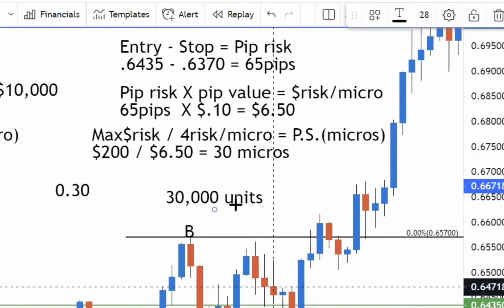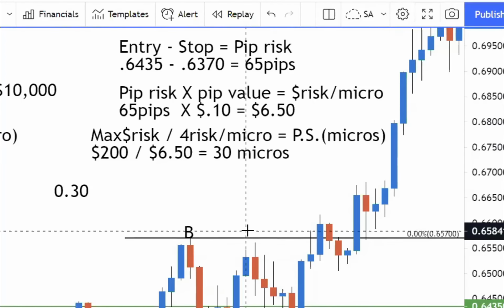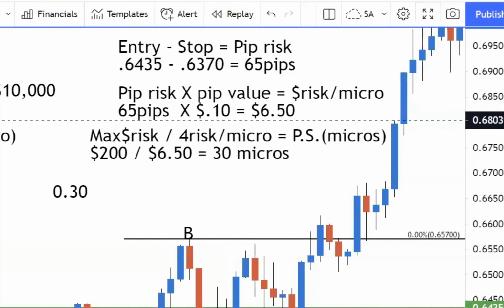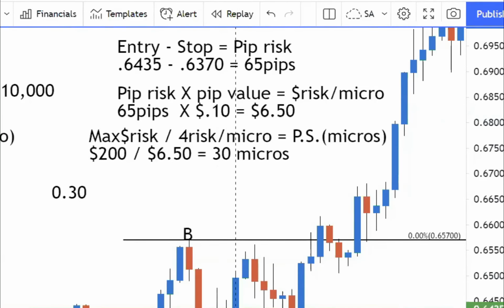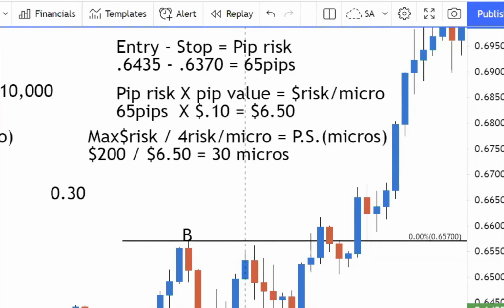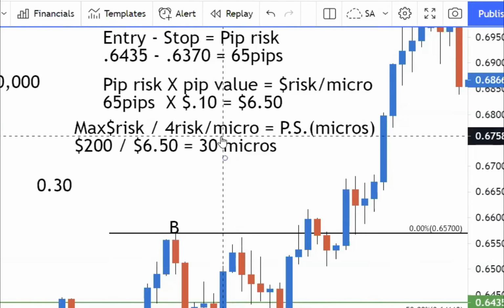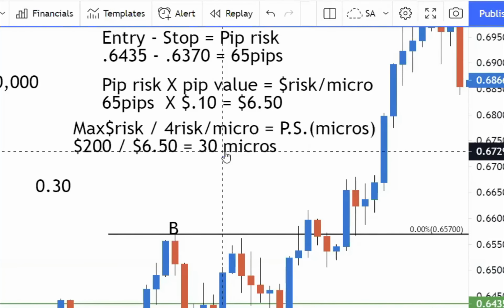So for this trade, if we wanted to position size correctly to only have the potential of losing a max of $200, we would need to have a position size of 30,000 units for that trade, right? So that would be going about it by hand for the non-yen pair.